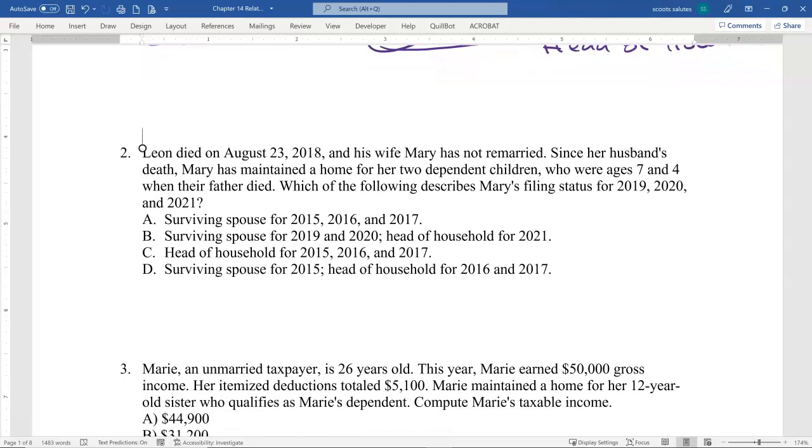Okay, so let's look at number 2 here. It says Leon died on August 23rd, 2018, and his wife Mary has not remarried. Since her husband's death, Mary has maintained a home for her 2 dependent children who were ages 7 and 4 when their father died. Which of the following describes Mary's filing status for 2019, 2020, and 2021?